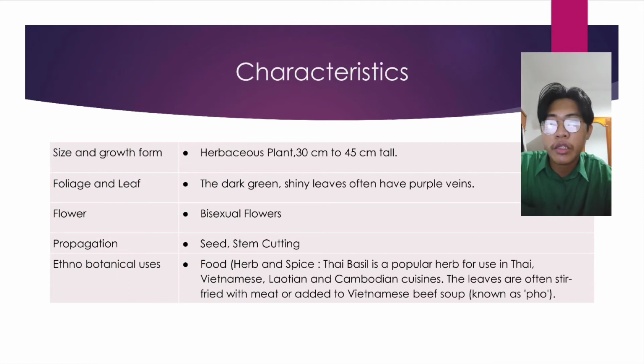For its characteristics, it is an herbaceous plant that can grow up to 30 to 45 cm tall, and it has dark green shiny leaves, often with purple veins, and it can be propagated by seed and stem cutting. Also, it can be used for food, especially for cooking, because it can produce aromatic smell.